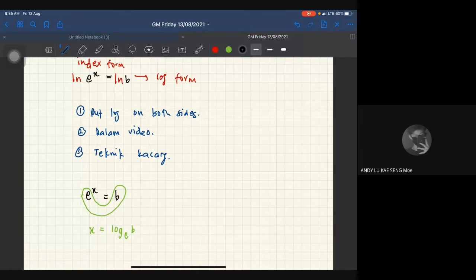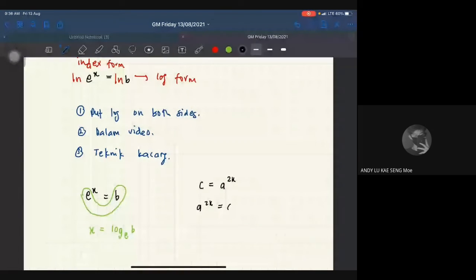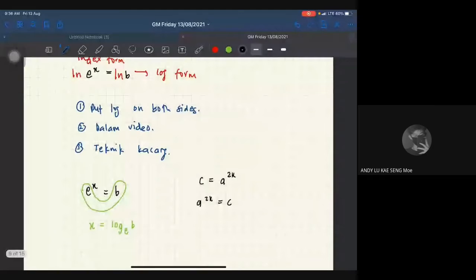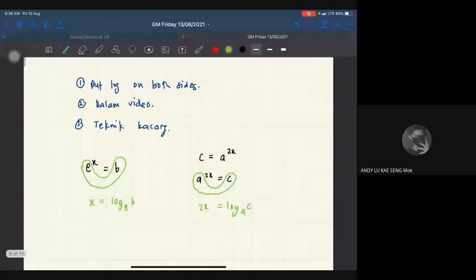Kalau contoh lain lah. Contohnya awak ada e to the power of 2x equal to c. Untuk awak gunakan teknik kacang ni, awak kena jadikan indeks awak kat depan, number awak kat belakang. Maksudnya dia adalah e to the power of 2x equal to c. Guna teknik kacang, buat bentuk kacang macam ni. Awak akan ada 2x equal to log base e c. Macam ni. Boleh kah?